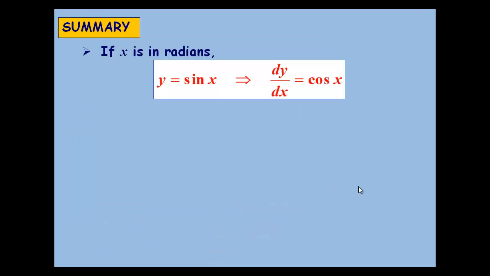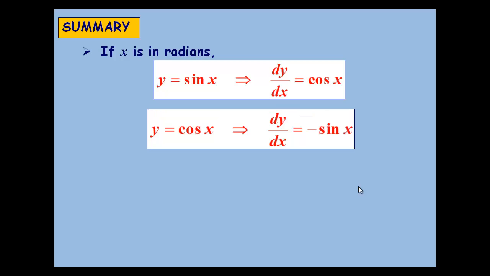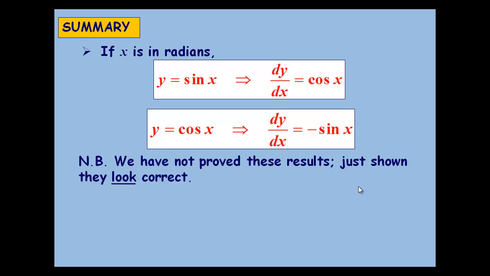So to summarise, with x in radians, y equals sin x gives us dy/dx of cos x, and y equals cos x gives us dy/dx of minus sin x. We've not exactly proved those results, but we have shown that they look about right.